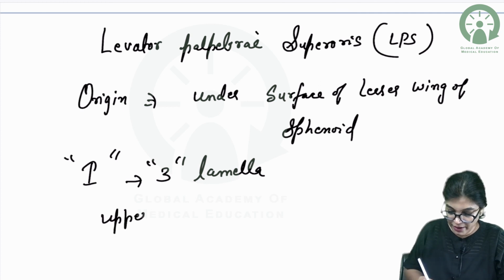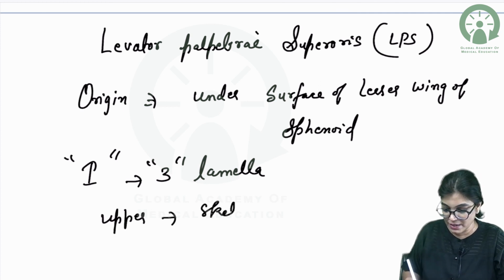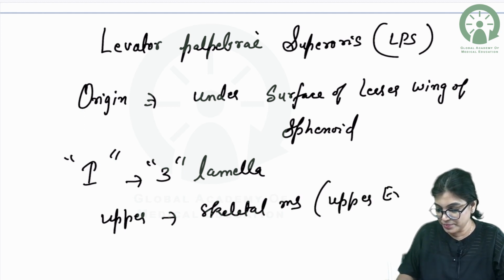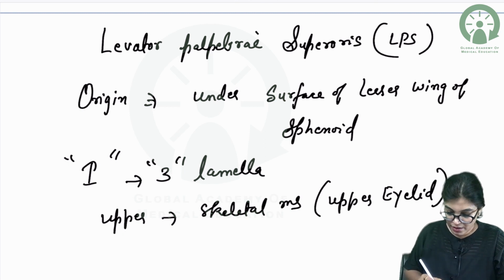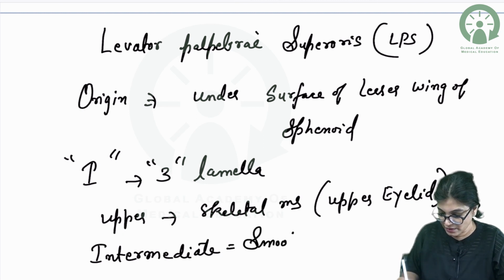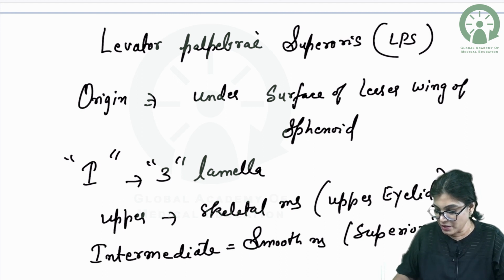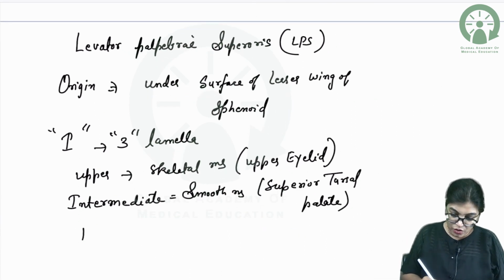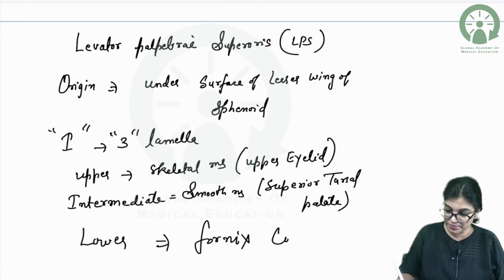The upper lamina is made of skeletal muscle fibers, inserting into the upper eyelid. The intermediate lamina is made of smooth muscle, and it is inserting into the superior tarsal plate. The lower lamina is inserting into the fornix of the conjunctiva.